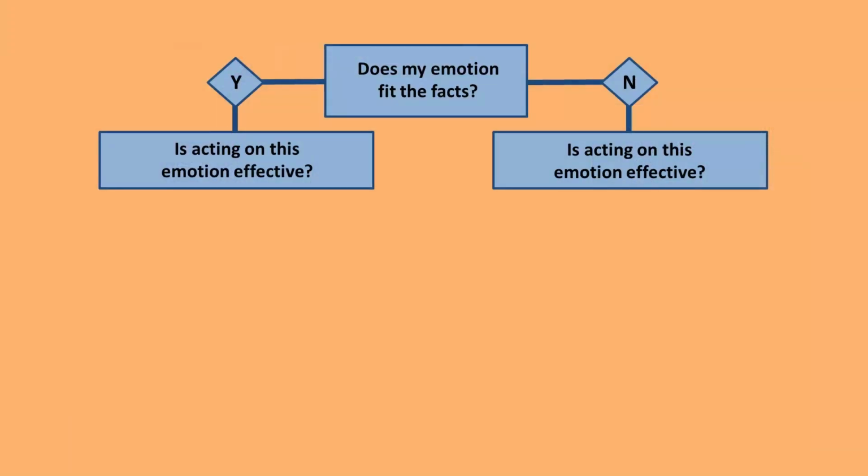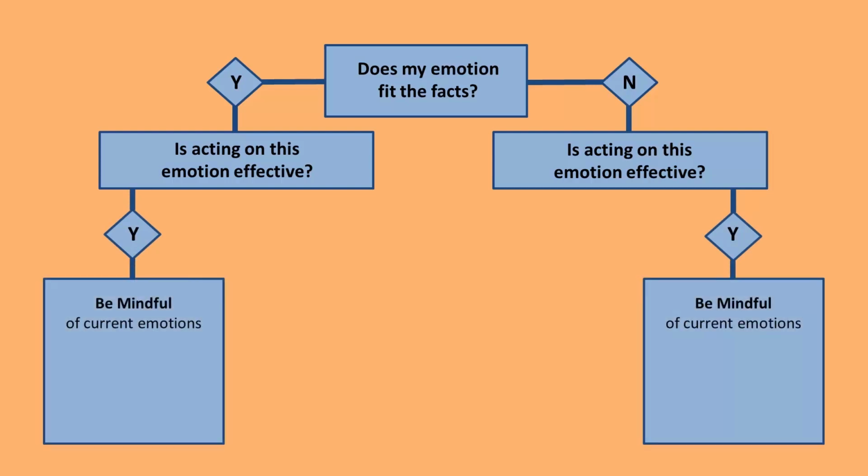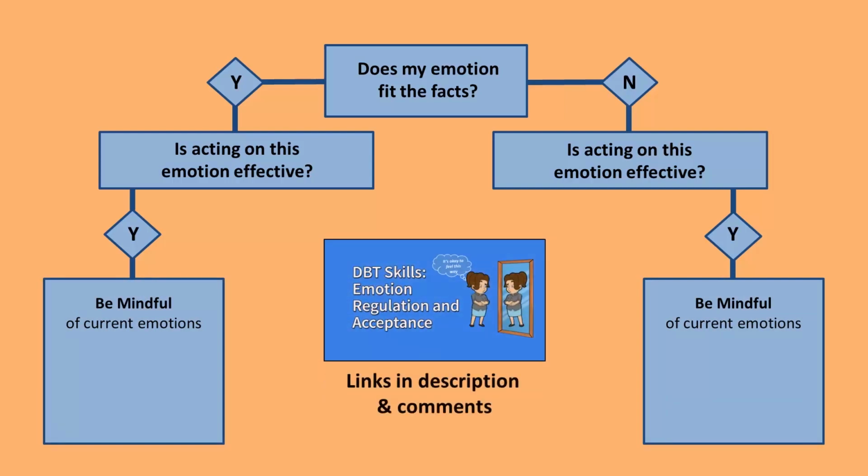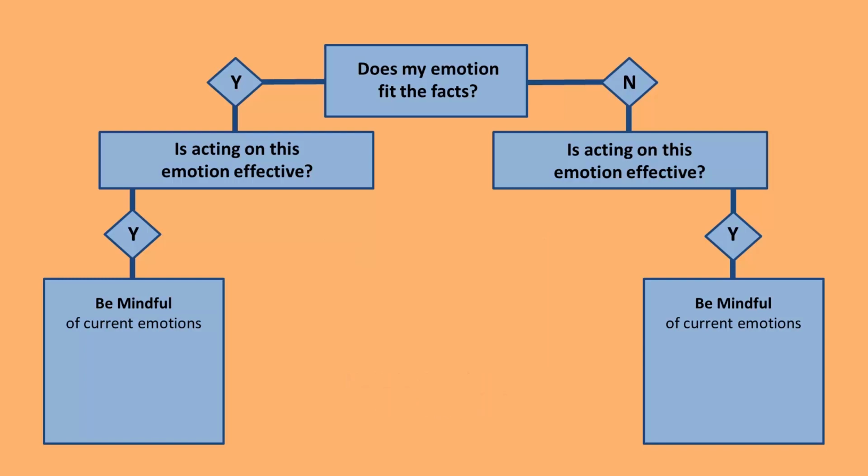So if we've determined that acting on our emotion is effective, then the next step is to be mindful of our current emotion, and I talk about how to do this in my video on emotion regulation and acceptance. So when we become mindful of our emotion and accept how we're feeling, it usually helps regulate the emotion, and we'll notice a decrease in how intense that emotion feels. And then the next step is to act on that emotion.